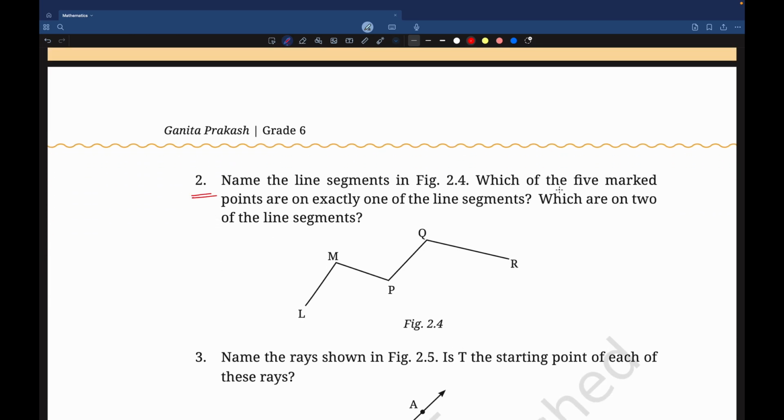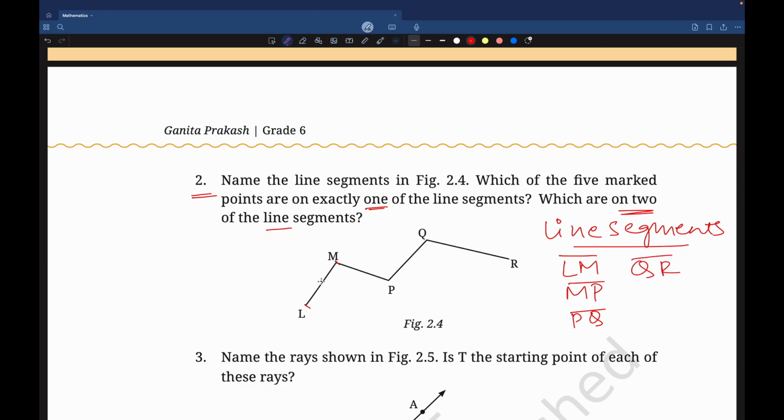Name the line segments in figure number 2.4. Which of the 5 marked points are on exactly one line segment and which are on exactly 2 line segments? This is a line segment LM. Let us note down the line segments. Line segment LM, line segment MP, line segment PQ, line segment QR. There are 4 line segments, 1, 2, 3 and 4.